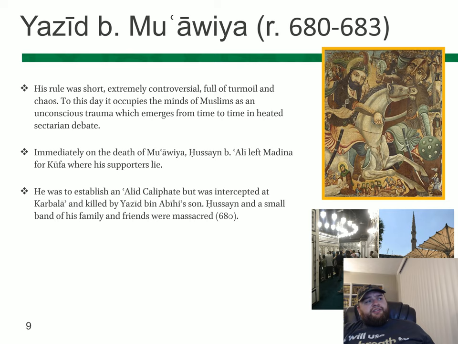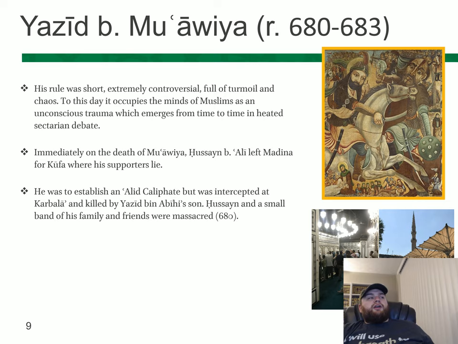Yazid bin Abihi. So remember, Yazid bin Abihi was Muawiyah's half brother, and it was his son, Ubaydullah, that had taken over as like governor of this part of Iraq. And even though it's said that Yazid bin Muawiyah did not order Hussein to be killed, just intercepted rather, it's said that Ubaydullah basically on his own killed Hussein and his followers, his band of family and friends and close supporters. They were all massacred in what's known as the massacre of Karbala, right?